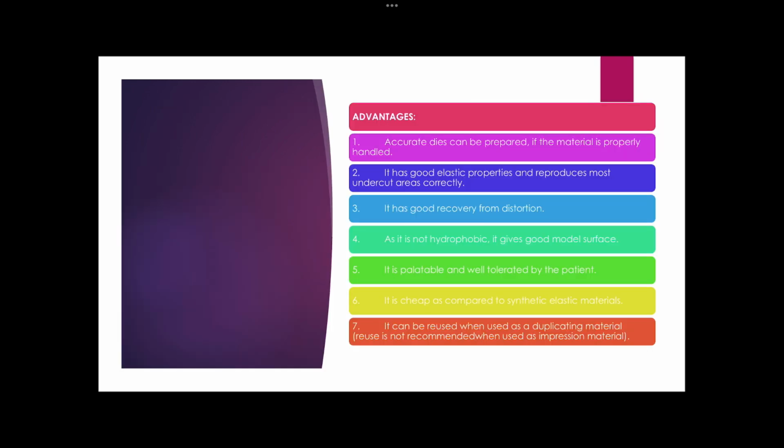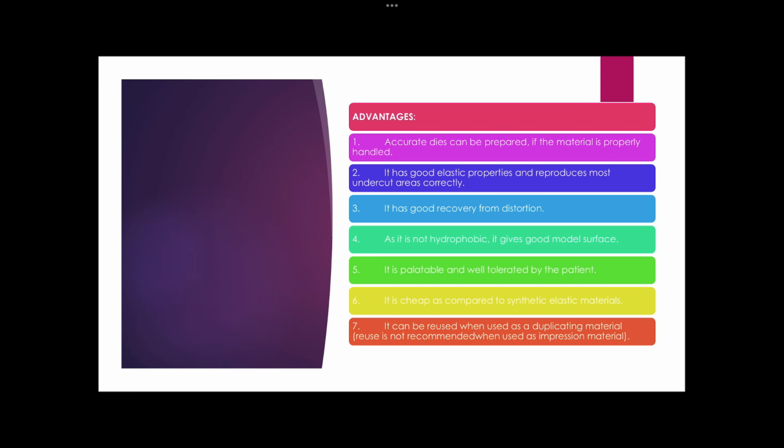Now, what are the advantages of the agar? Accurate dyes can be prepared if the material is properly handled. It has good elastic properties and reproduces most undercut areas correctly. It has good recovery from distortion. As it is not hydrophobic, it gives a good model surface. It is palatable and well tolerated by the patient.